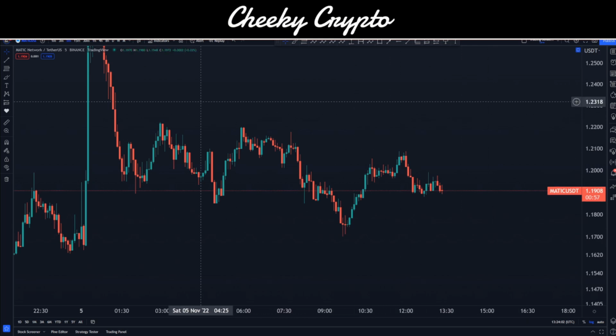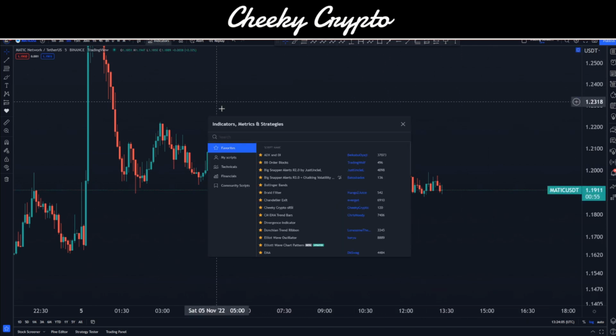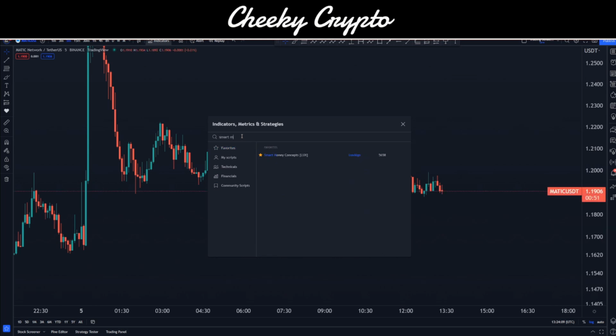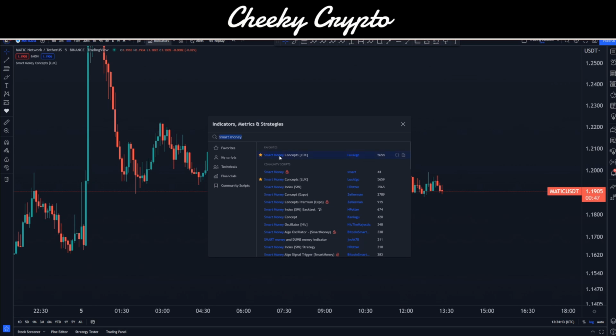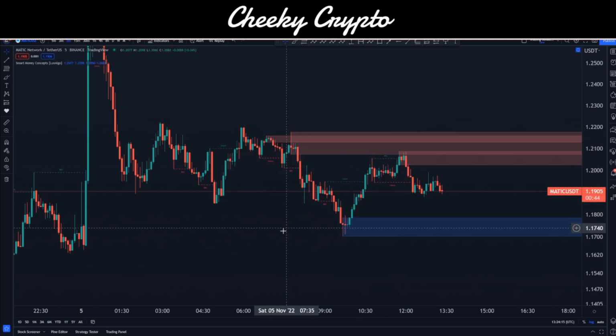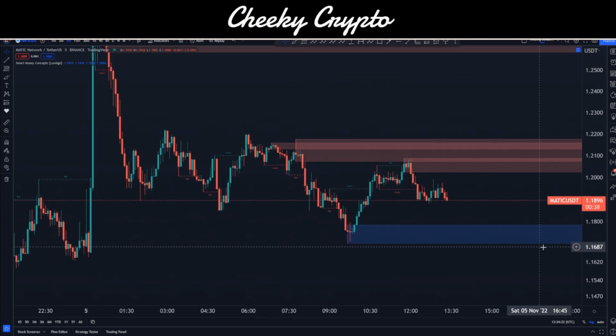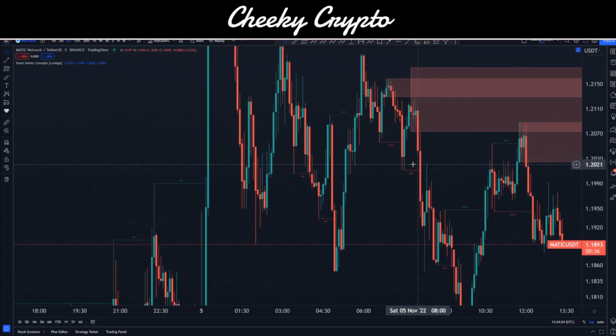Okay, so the first thing we're going to do is go over to the indicators tab and search for the Smart Money Concepts indicator by BigBeluga, this one just here. So we're going to load that into the chart and we're going to end up with a load of different things here. Let's just walk through this, right? There's a couple of things here that are really important, so we're going to dive into a few of these to start with.